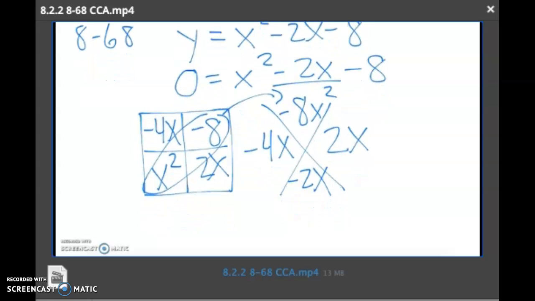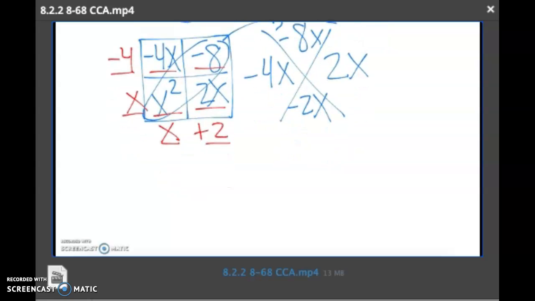And then I'm going to find the dimensions of this generic rectangle. So to get x squared here, I have to do x times x. And x times negative 4 gives me these negative 4x's. X times positive 2 gives me 2x's here. And then just to double check, positive 2 times negative 4 does give me those negative 8 ones. So writing my area as a product, my factored form here, I have x minus 4 times x plus 2.